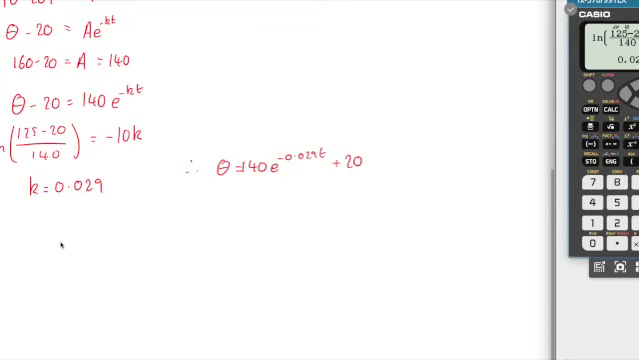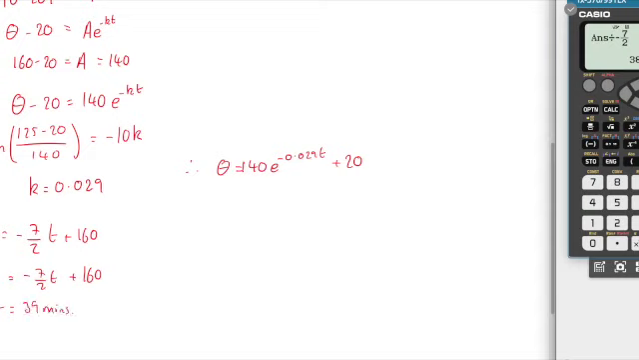So I've got 25 equals minus 7 over 2 t plus 160, and we can rearrange that. So 25 minus 160 divided by minus 7 over 2 is 270 over 7, or 38.6 minutes, 39 minutes. So t is 39 minutes.